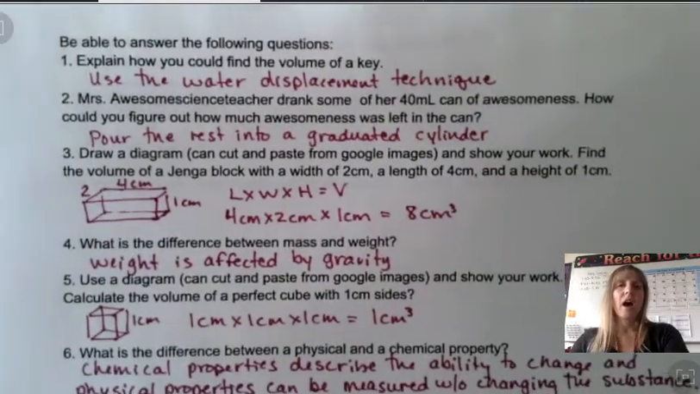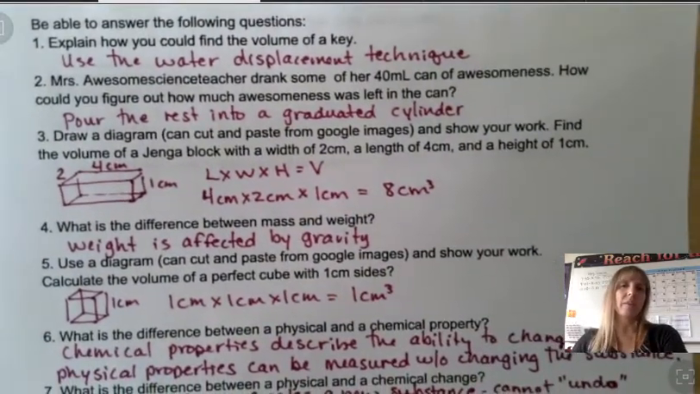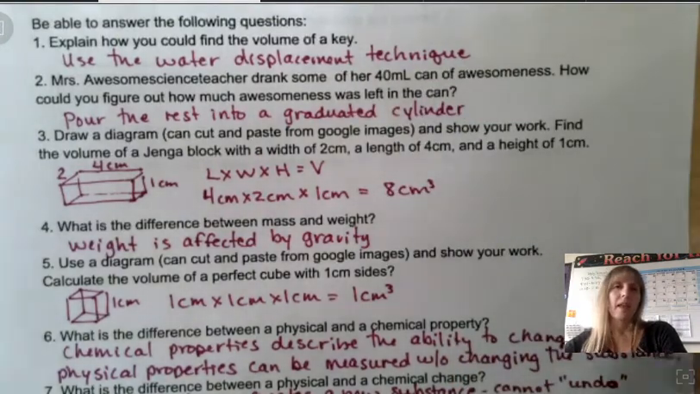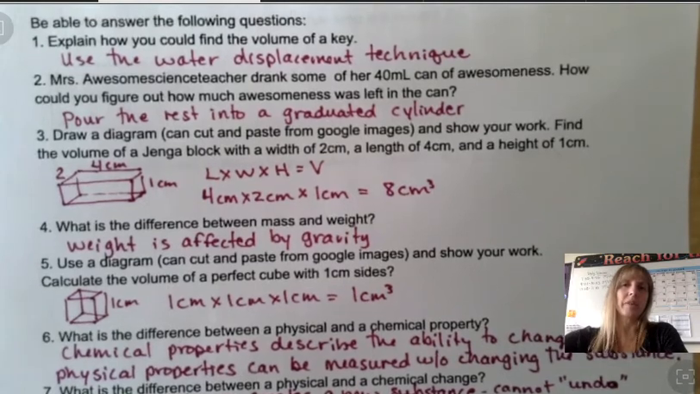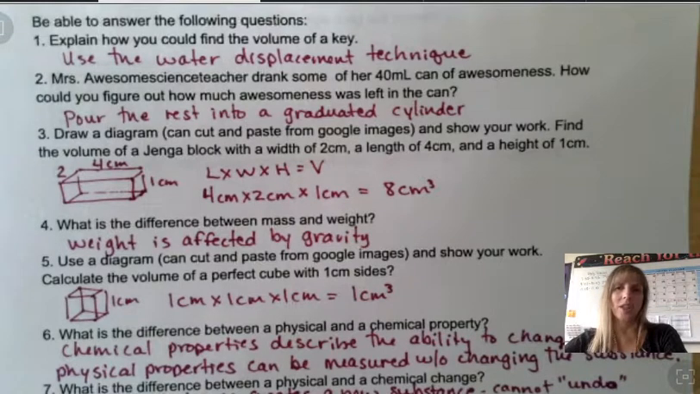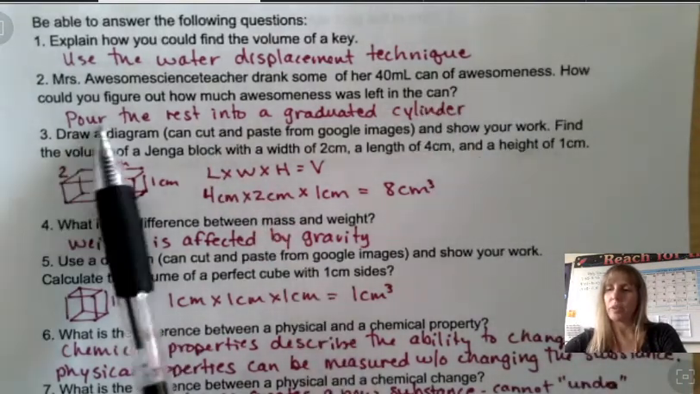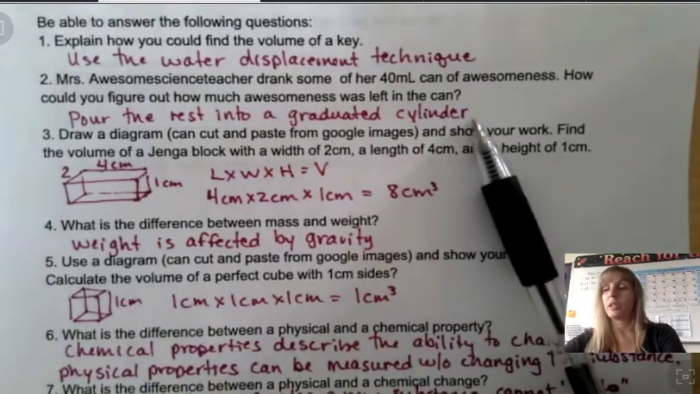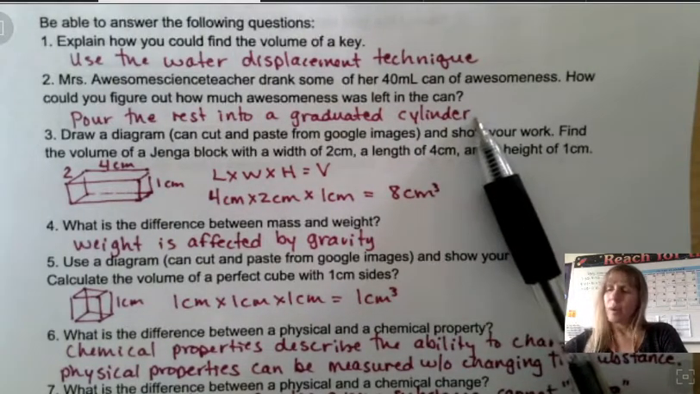All right. Explain how you could find the volume of a key. You could use the water displacement technique. Number 2, Mrs. Awesome's science teacher drank some of her 40 milliliter can of awesomeness. See what I did there? How could you figure out how much awesomeness was left in the can? Well, you could pour the rest into a graduated cylinder, or maybe a measuring cup. But we've been talking about graduated cylinders.